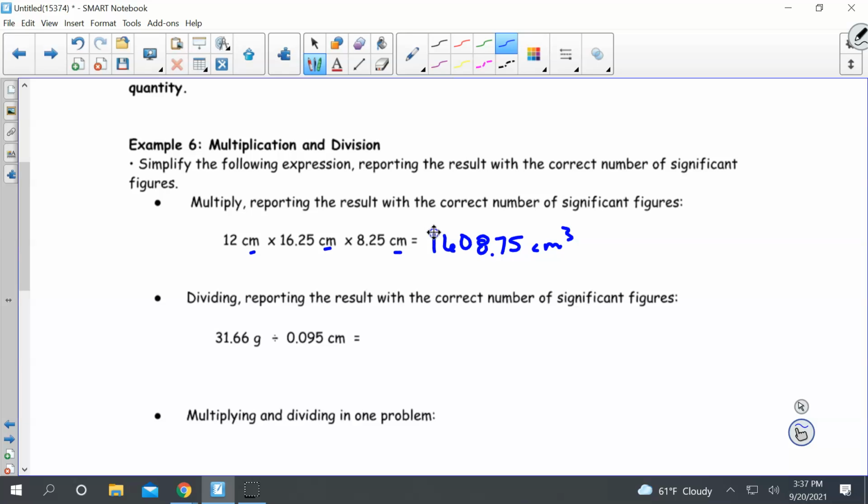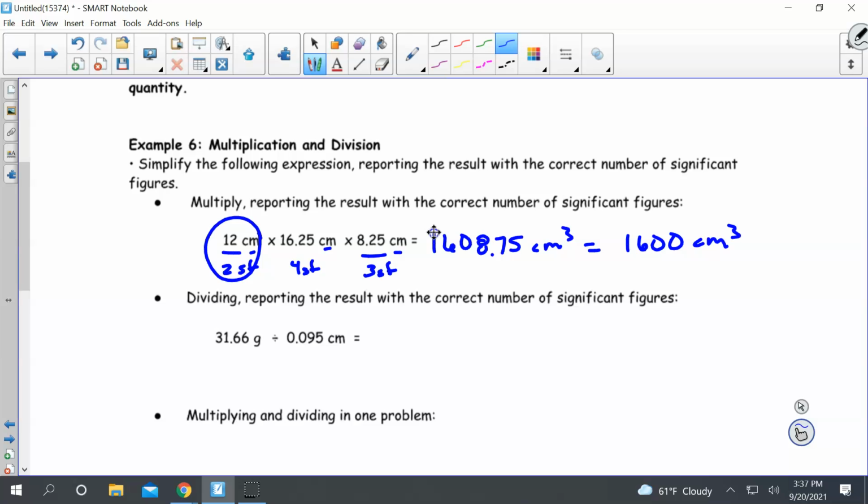So what I do is I look in the measurements. This one has 2 sig figs. This one has 4 sig figs. This one has 3 sig figs. I choose the measurement that has the least number of sig figs, 2. So I need to round this number. It would be 1,600 centimeters cubed. I wouldn't put a decimal in there because the 2 zeros are not significant.